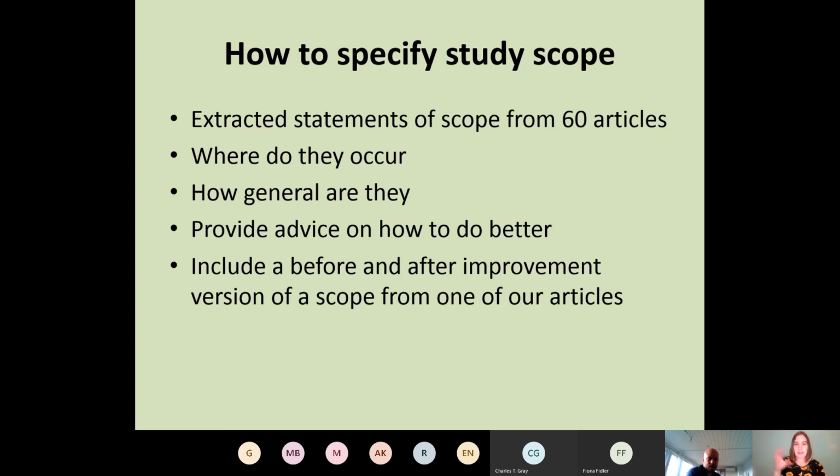And the centerpiece of that is going to be a before and after look at the scope that we've specified in one of our previous studies. We're going to hopefully find a really terrible one of our own and pick it apart and show how we would ideally have liked to rewrite that if we had another chance. To hopefully both really signpost the fact that this is something we all do terribly, even if we think that we might be able to provide some advice about how it might be done better.